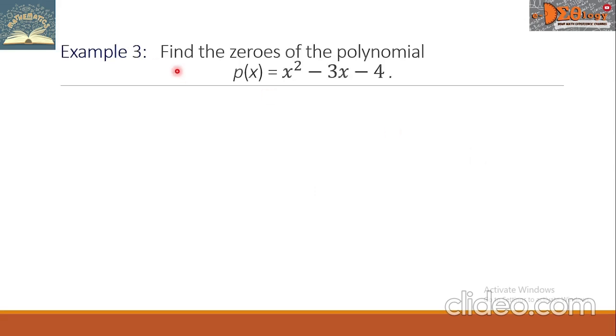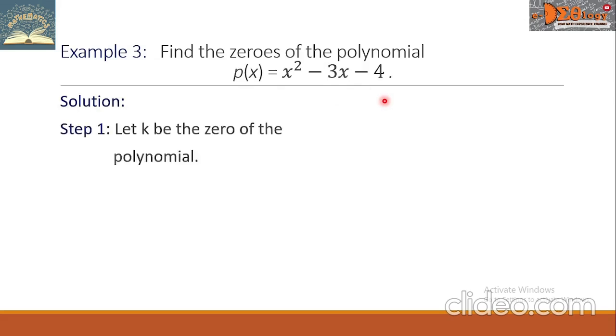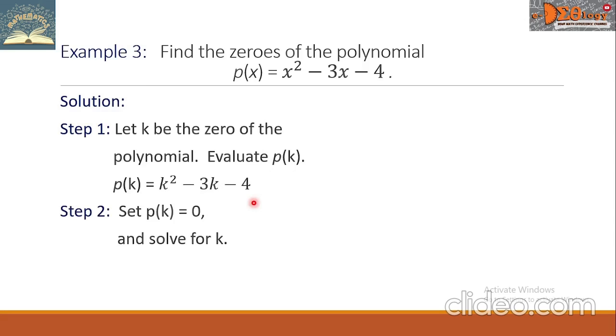Example 3. Find the zeros of the polynomial p of x equals x squared minus 3x minus 4. Step 1. Let k be the zero of the polynomial. Then we evaluate p of k. The p of x becomes k squared minus 3k minus 4. Then step 2. We set p of k equals 0. Then we solve for k.